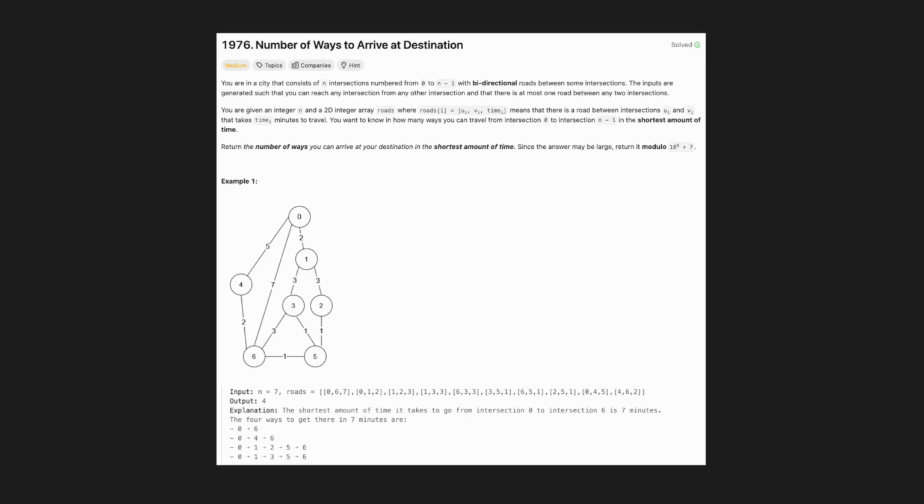Hi everyone, welcome back. Let's write some more Leetcode today. Today we are solving number of ways to arrive at destination.